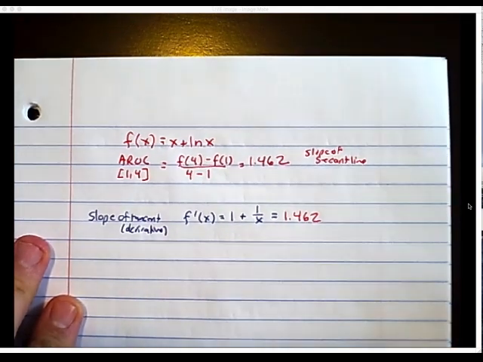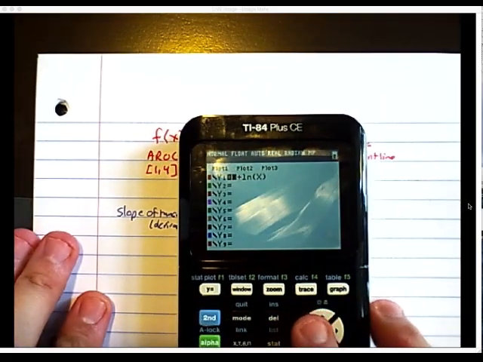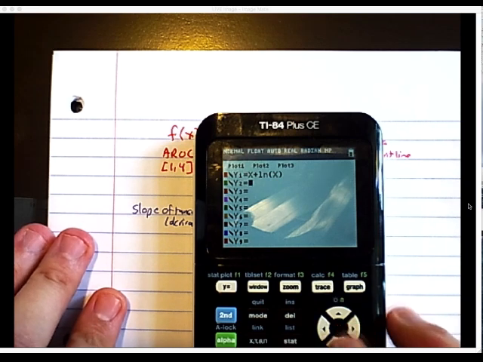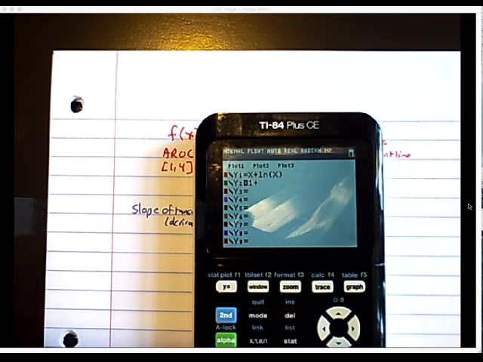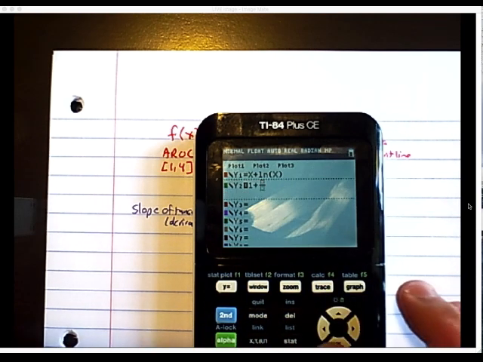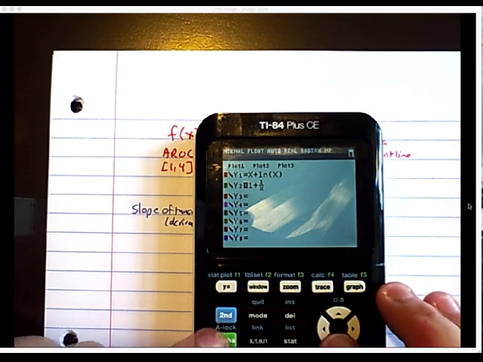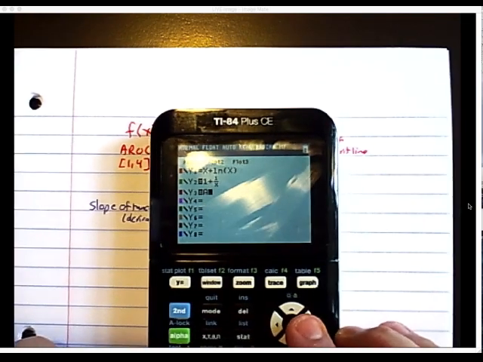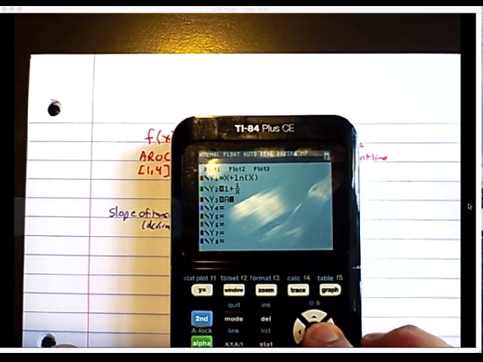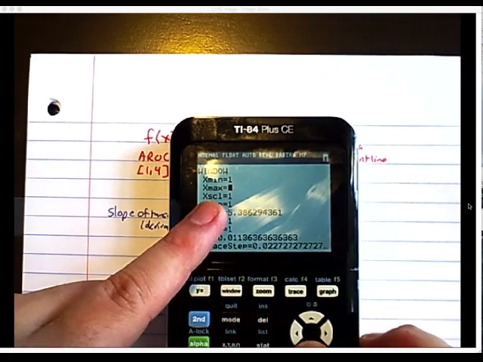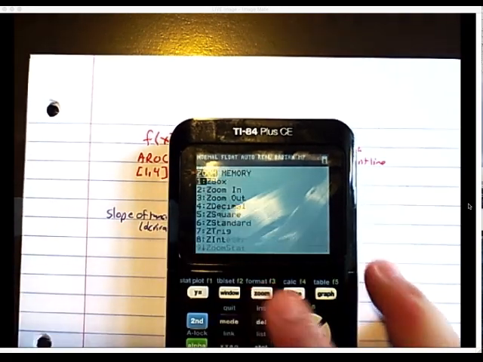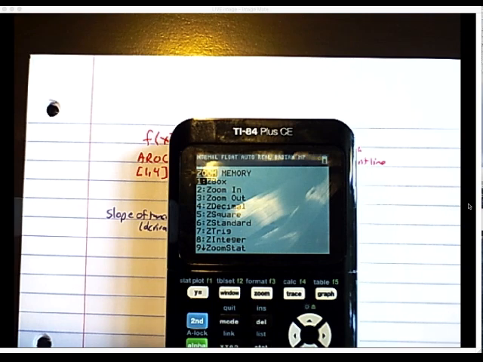So here's what I'm going to do. I'm going to go back to these functions, turn off the original function, and put the derivative in there. So 1 plus 1 over x is the derivative. Now I want to put in that 1.462, which I stored as A, so I'm just going to hit A. For my window, I'm going to stay with 1 to 4 because that's the interval I care about. I'm going to do a zoom fit again. So here's the derivative graph.